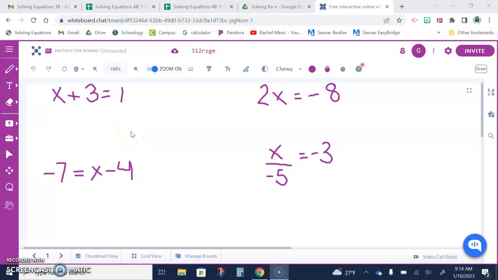All right, here is a reminder how to solve one-step equations. So you're going to look on the side that has the variable. So for this first one, x plus 3 equals 1, the variable is on the left. So we have to get rid of that plus 3. So we are going to do the opposite, which is also called the inverse. So the inverse of addition is subtraction. So we are going to subtract 3, and we have to do that to both sides of the equal sign.